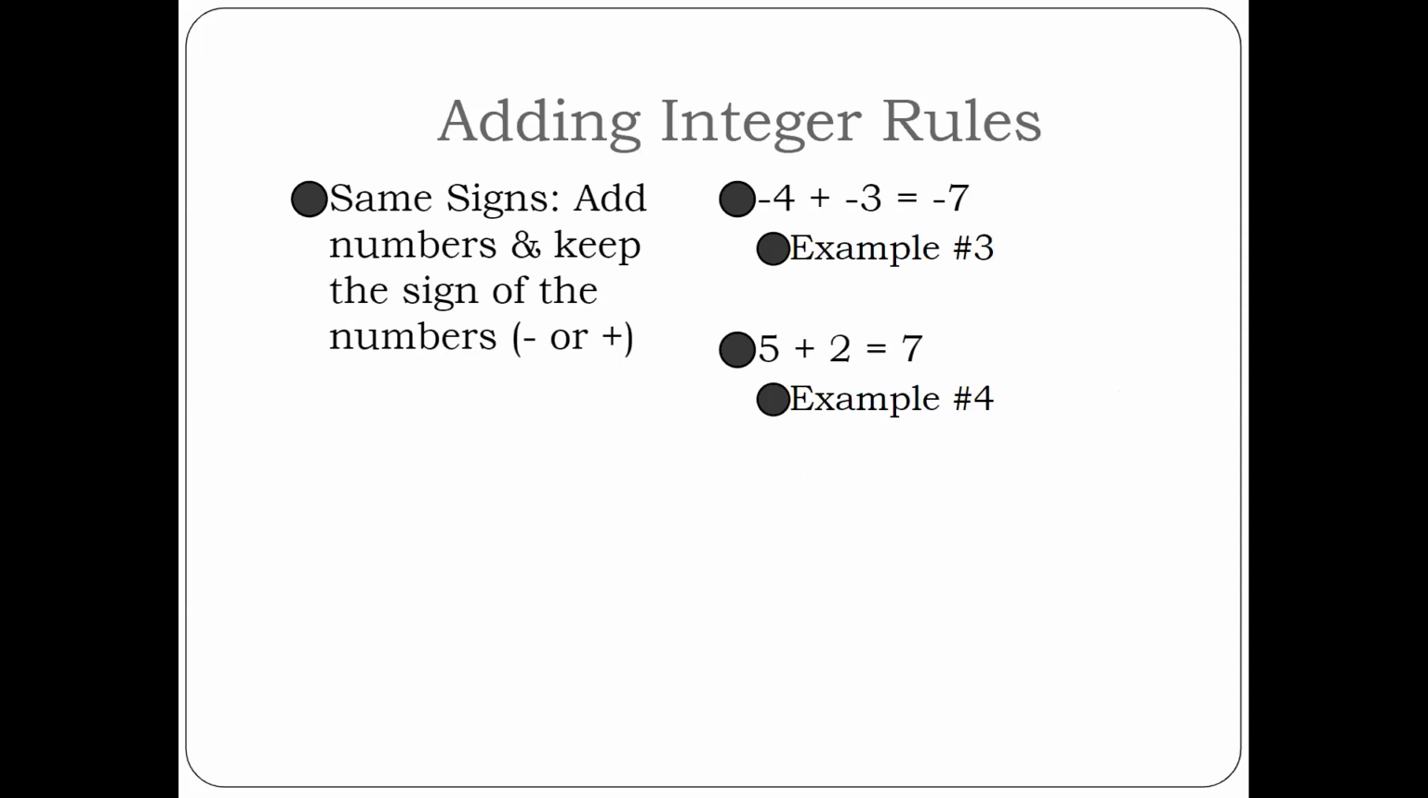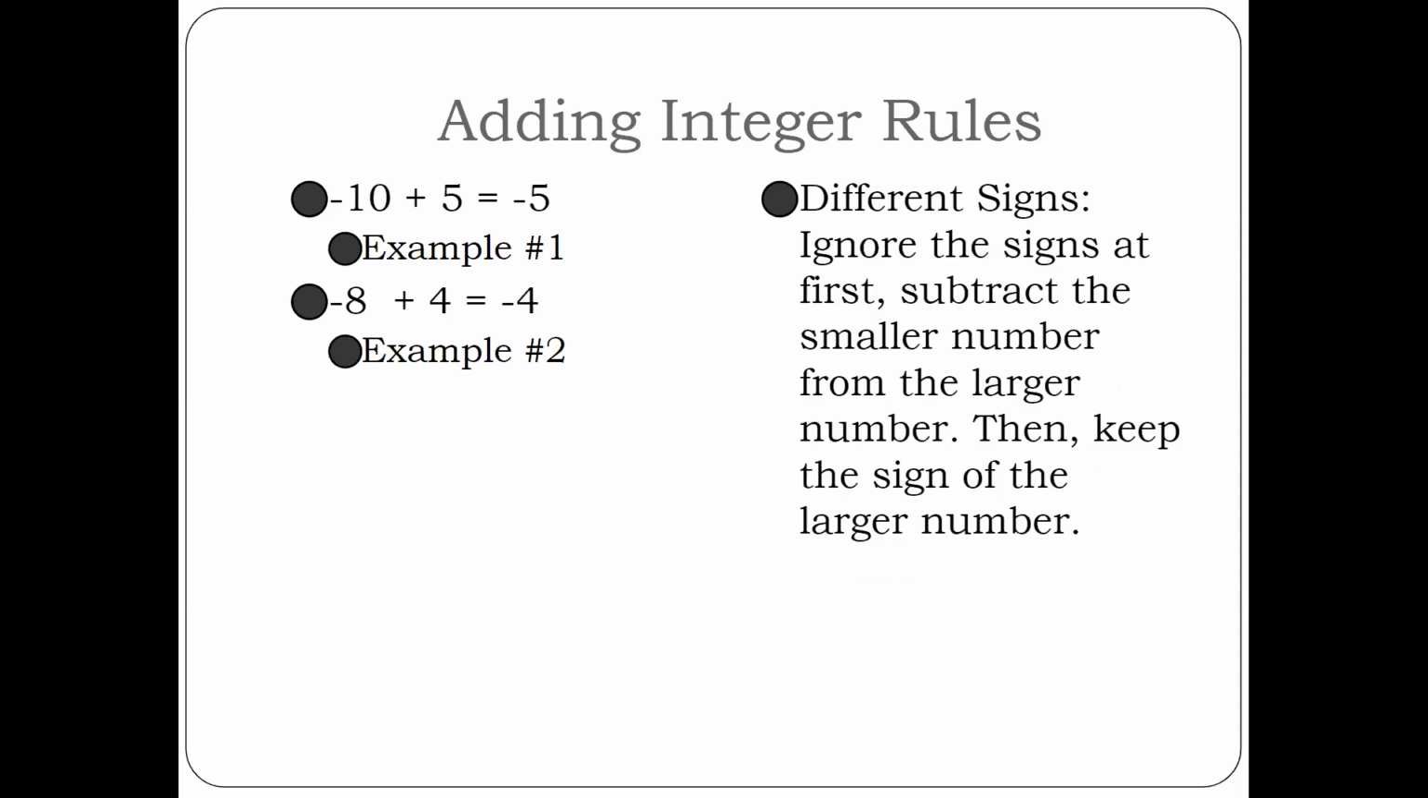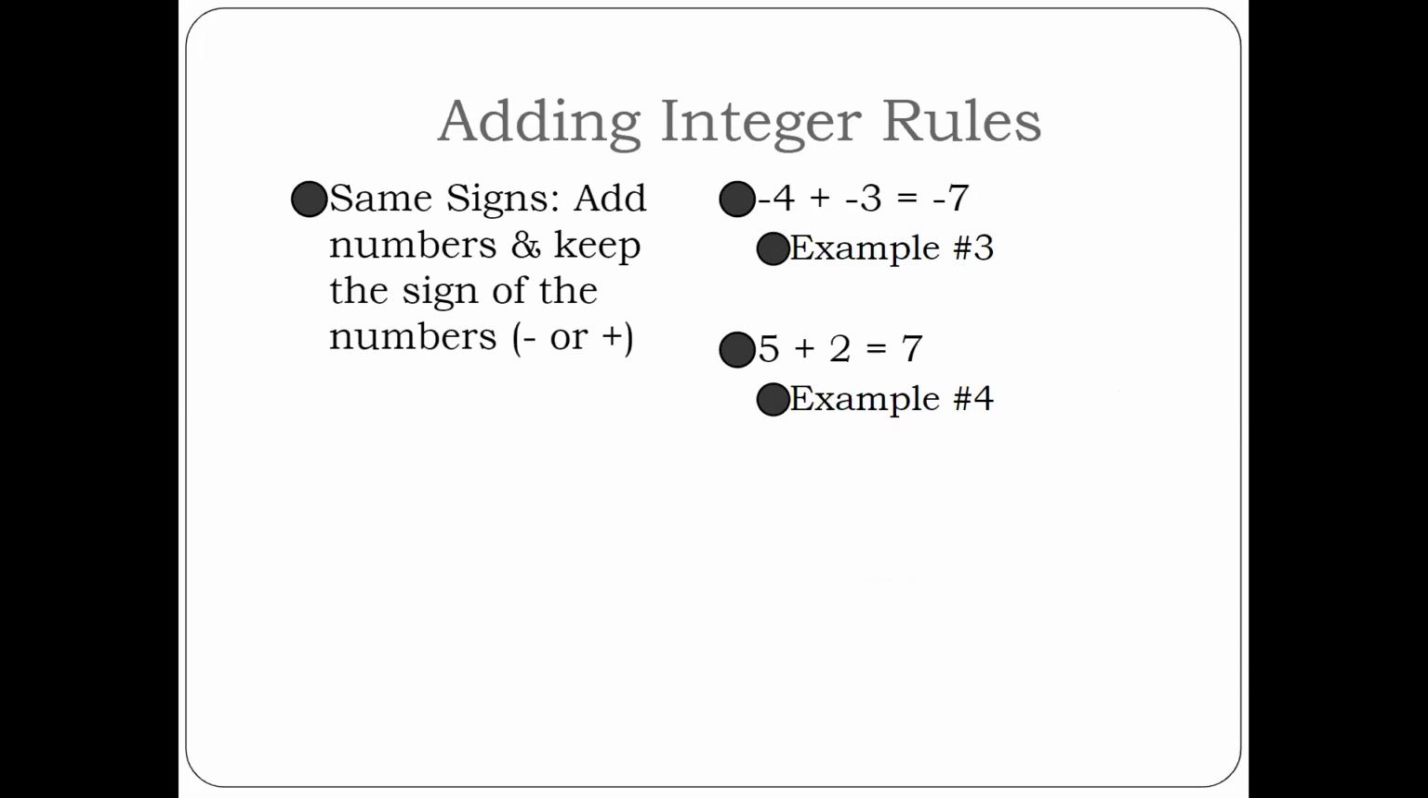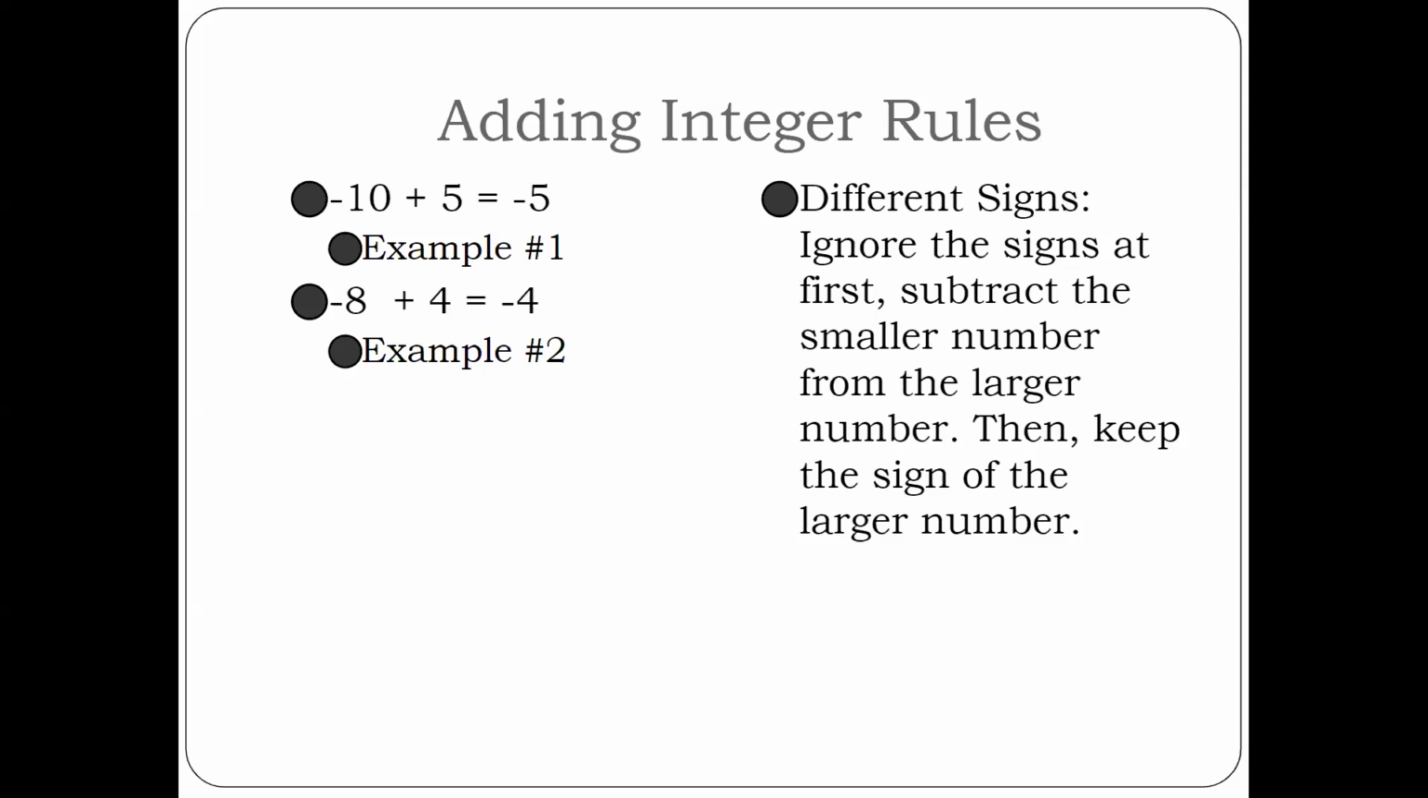So those are the first two rules. Here's the same thing just filled in. Add the numbers and keep the sign of the numbers. That's the first rule. Same sign, add. That's how I usually break it down. Same sign, add. Different signs, we're going to subtract, keep the sign of the larger number.